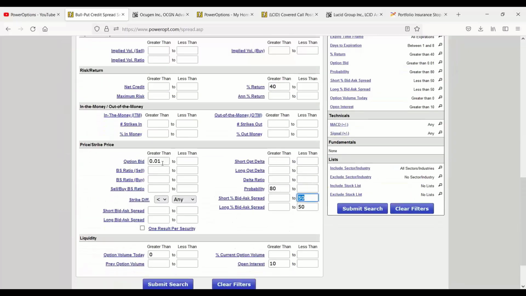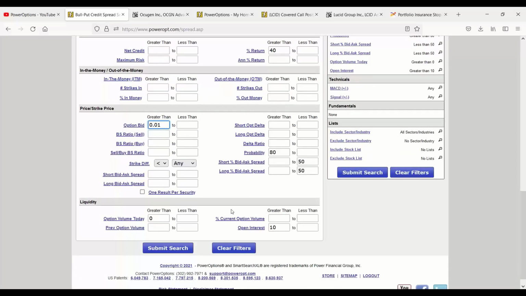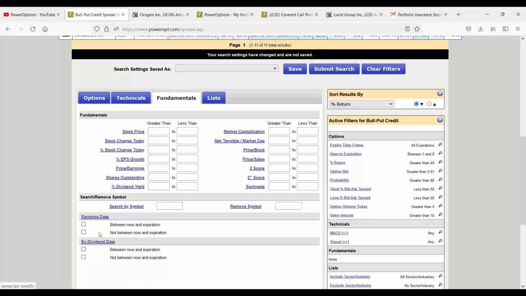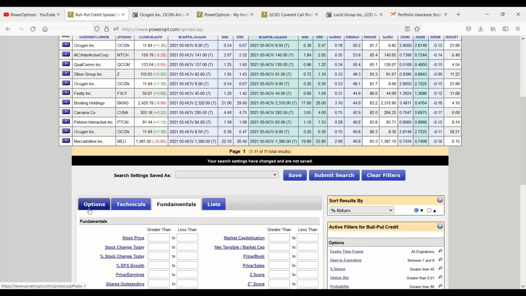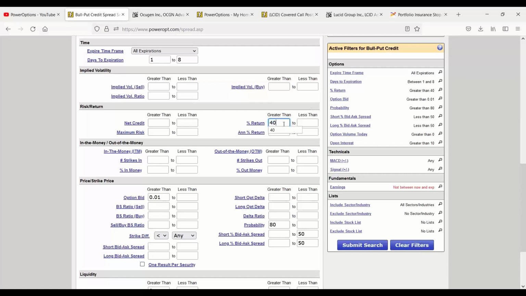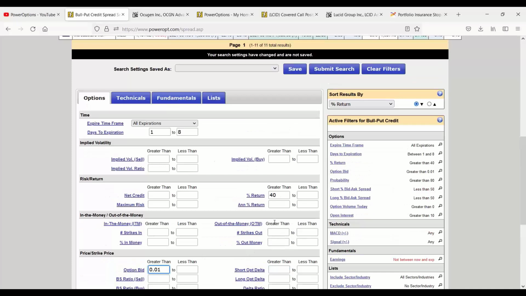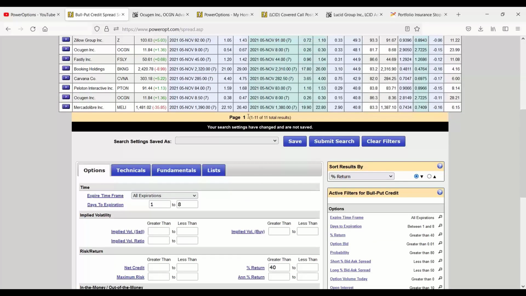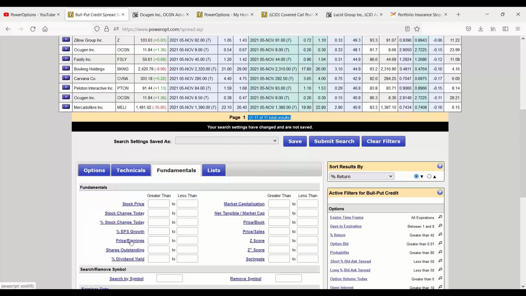Limit the bid-ask spread. Make sure you're looking for a positive option bid, at least greater than 0. I usually go greater than 5 cents, and some liquidity as well. And of course, one thing I should mention, and this is a wide open search, isn't it? We're looking 7 days out. A 40% return with an 80% probability, but look for things that have a reasonable bid-ask spread and at least some bid price listed across the exchange. There's only 11 total spreads.